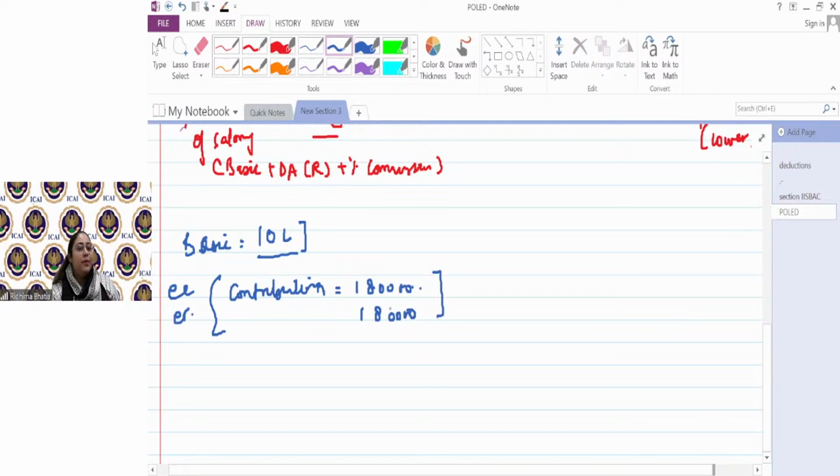Listen carefully. What will happen? I am the assessee who's an employee. Employer contribution would first become part of my perquisites under salary. I hope you all know that. Under section 17, it would become my perquisite. So my income under salary would be 10 lakh plus 1,80,000, minus 50,000 which you have to do, okay?